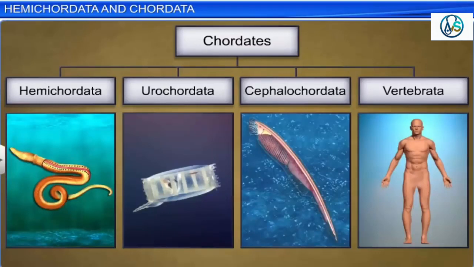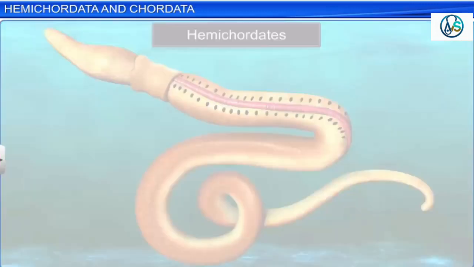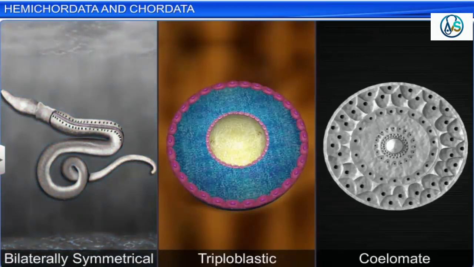Let's begin with phylum Hemichordata. Earlier, this phylum was considered a subphylum under chordates. However, due to certain features, taxonomists have classified this phylum as non-chordates. Let's take a look at the characteristic features of this phylum. Hemichordates are small, worm-like marine animals. They are bilaterally symmetrical, triploblastic, coelomate animals with an organ system level of organization.